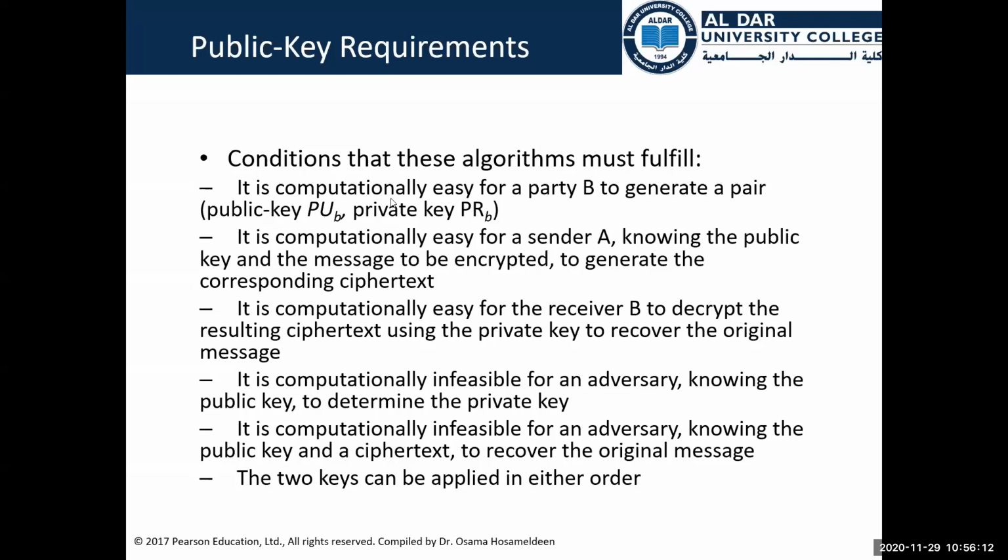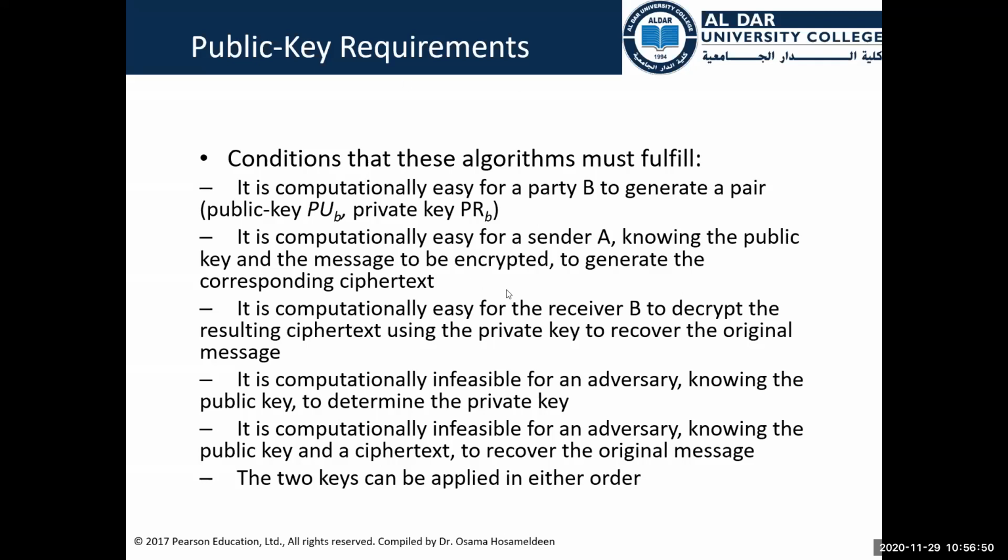The first one is that it is computationally easy for party B to generate a pair of public and private keys. So we have to make sure that it is easy for anybody to propose a public and private key. If this is difficult, the algorithm will not be possible. This is the algorithm for proposing two prime numbers in RSA. So it must be easy to propose those prime numbers.